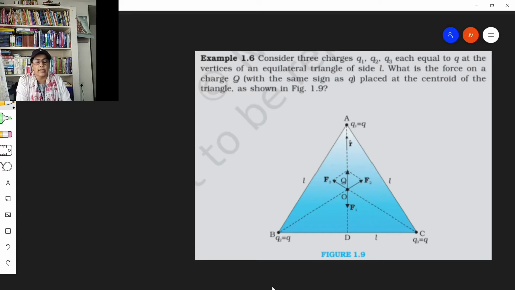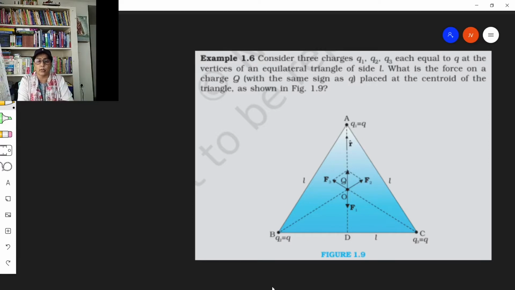Example 1.6 of the NCERT class 12th, part 1, physics. The question says, consider three charges Q1, Q2, Q3, each equal to Q at the vertices of an equilateral triangle whose side is of L units. We are supposed to find the force on the charge Q which is placed at the centroid of the triangle.